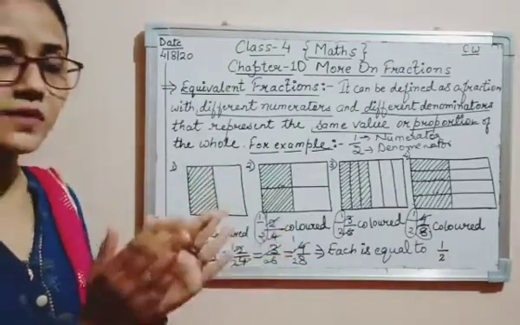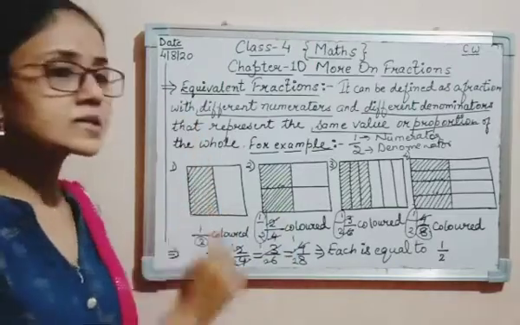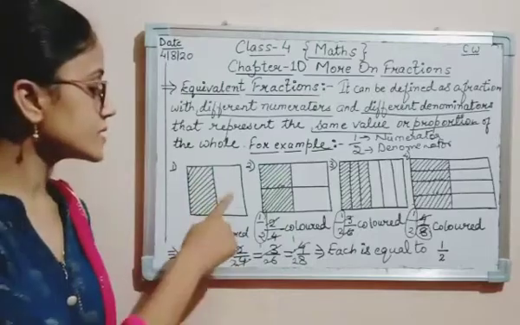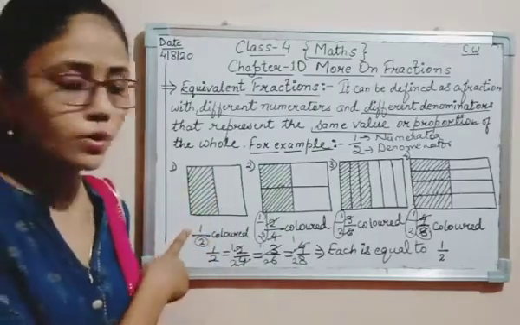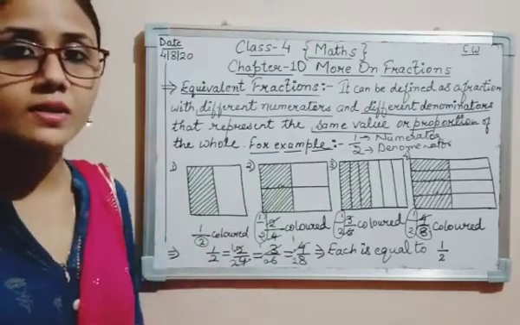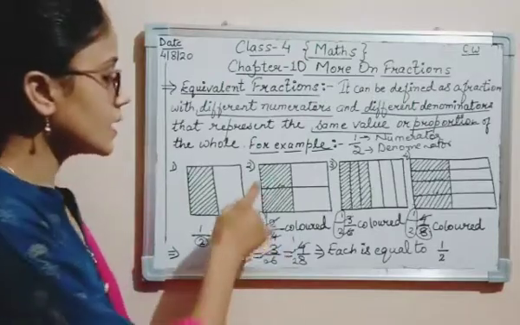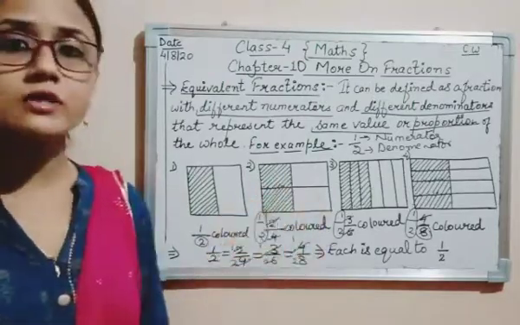Suppose one box is given, the whole part is 2. But how many parts are colored here? 1. Out of this, how many parts are colored? Only 1. So the numerator will be 1 and the denominator is 2. Because what do we always write in the denominator? The whole value.